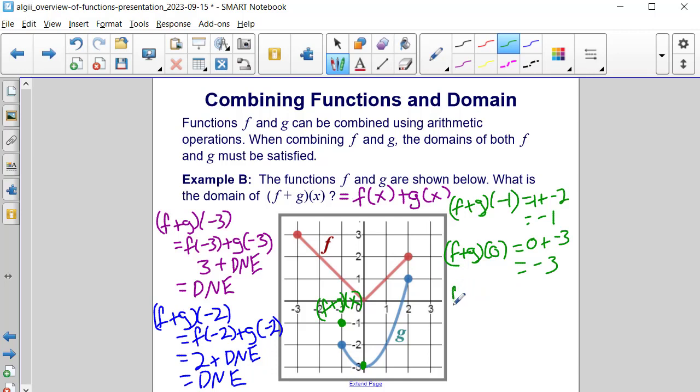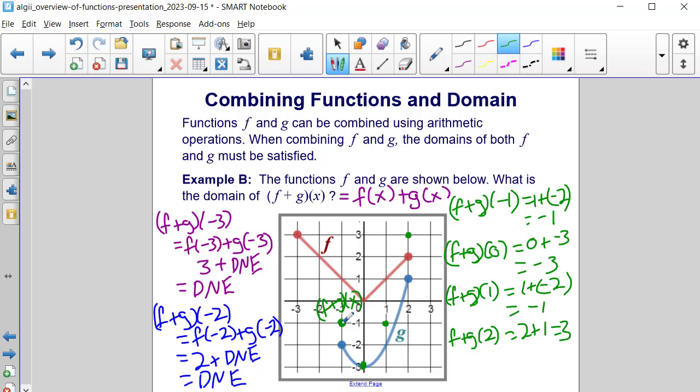Okay, now let's try f plus g of 1. That's going to be 1 plus -2. And when we add 1 and -2 together, we'll end up getting -1. And then if we do f plus g of 2, that's going to be equal to f of 2, which is 2, plus g of 2, which is 1, and 2 plus 1 is 3.